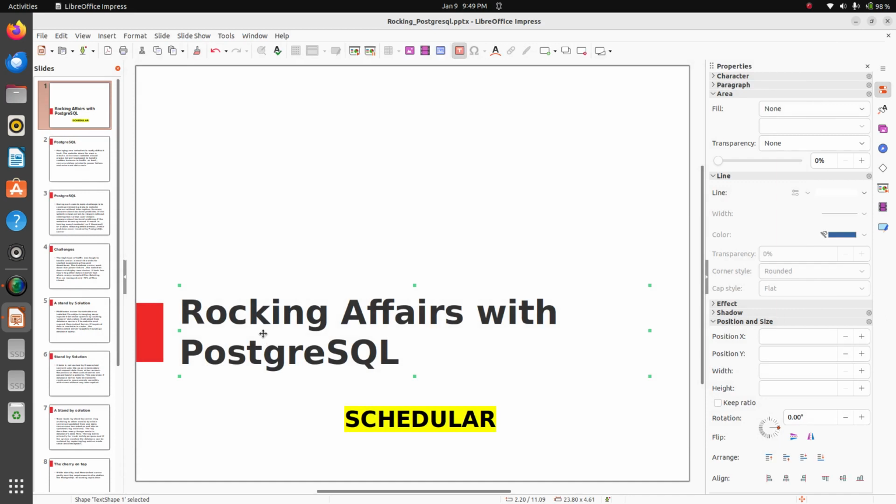So I have successfully explained the rocking affair with PostgreSQL, why Postgres servers are used today and what their specialty is, how it handles things like the memcache server, and so on. So these are the parts.